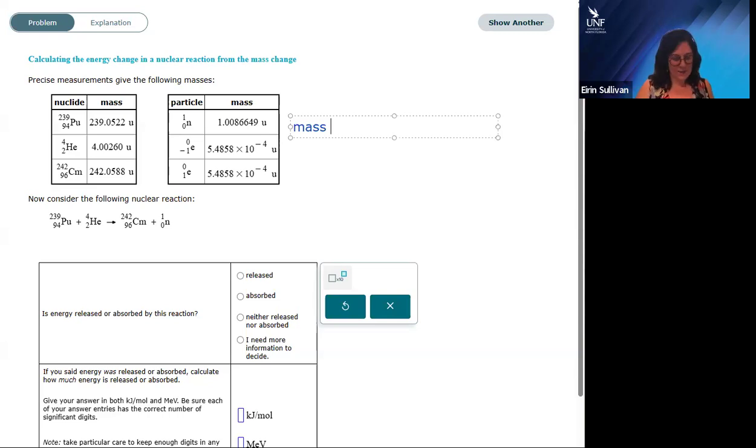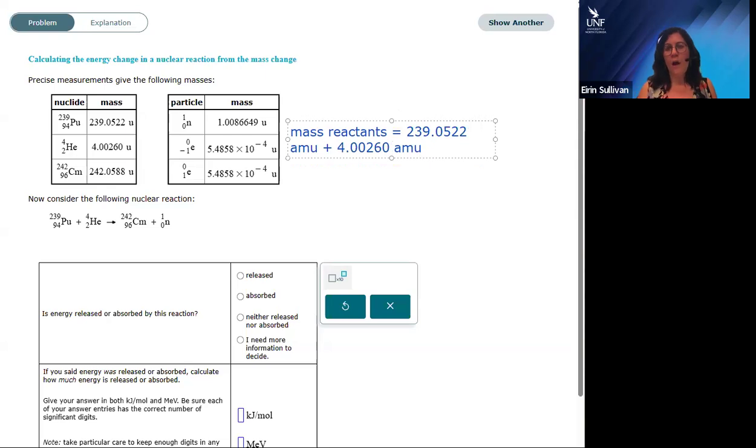we're emitting energy. So the mass of the reactants then, our reactants are plutonium-239 and helium-4. So if we look in atomic mass units, that's 239.0522 AMU plus the helium is 4.00260 AMU. And you may have more information than you actually need, just as an FYI. So that comes out for our mass of our reactants to be 243.0548 AMU.